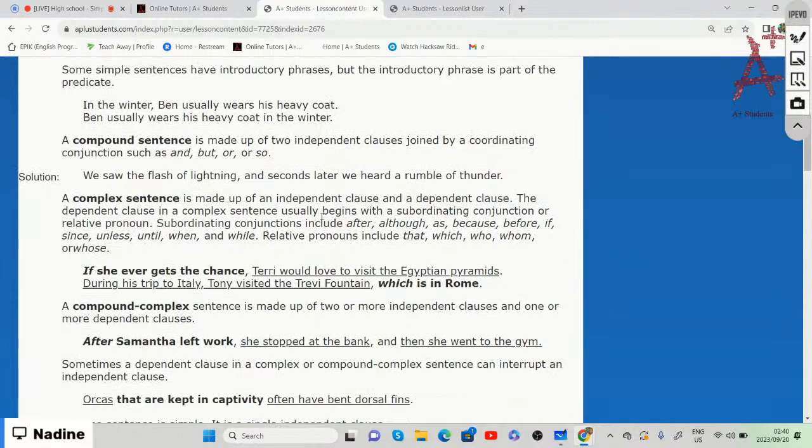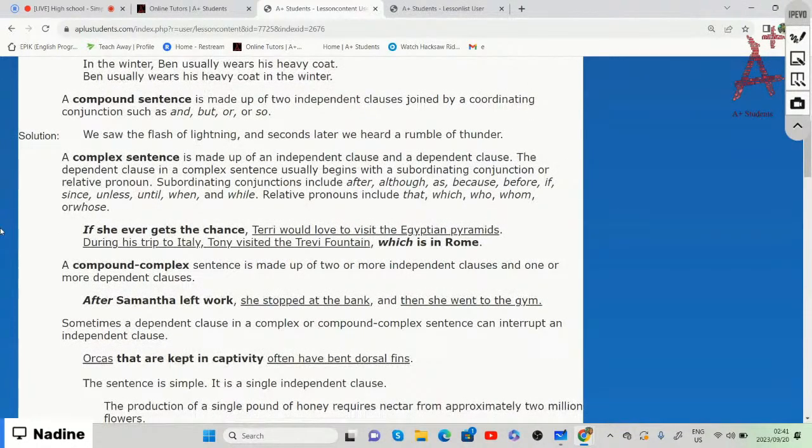And then we have a complex sentence, which is made up of an independent clause and a dependent clause. And the dependent clause in a complex sentence usually begins with a subordinating conjunction or a relative pronoun. Our subordinating conjunctions can be after, although, as, because, before, if, since, unless, until, when, and while. And then we have relative pronouns, which include that, which, who, whom, or whose.